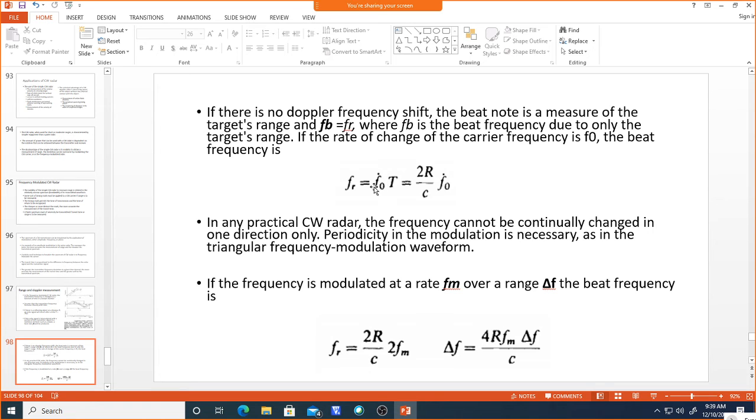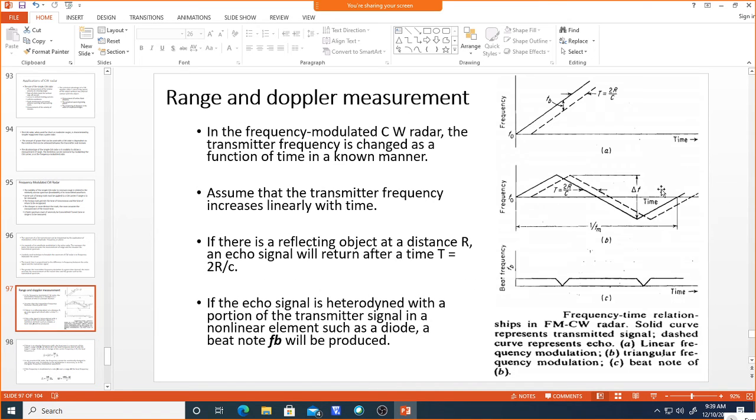Now if you come to the practical scenario, the frequency cannot be continually changing in only one direction, because the moving target is not particularly going in only one direction; it will change direction also. Because of that, periodicity of modulation is necessary. We need to take care of that in the modulation technique, as in the triangular frequency modulation waveform. You can see here that periodicity of the modulation is required whenever the target is changing its direction.